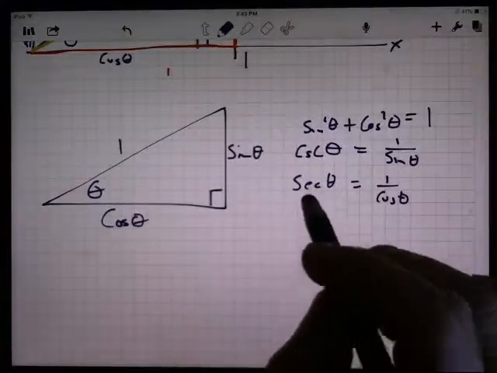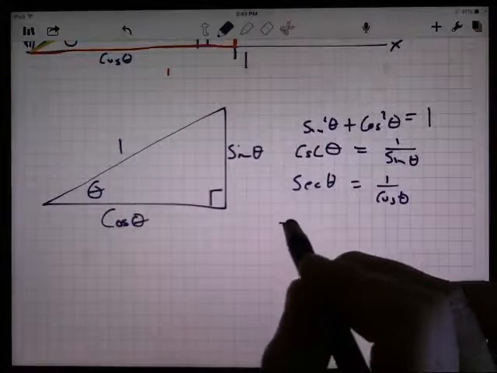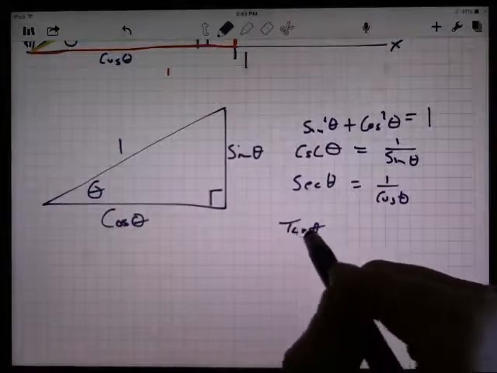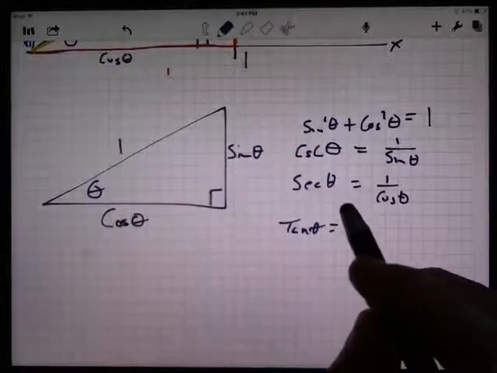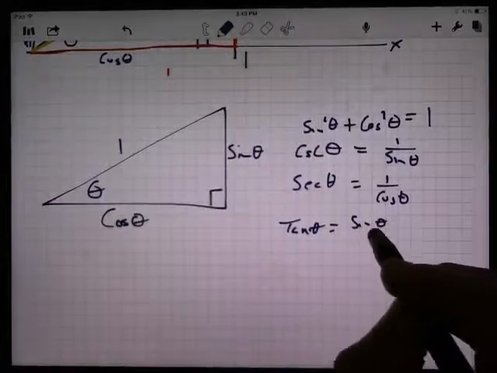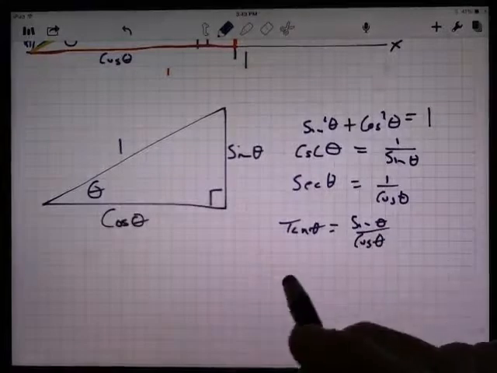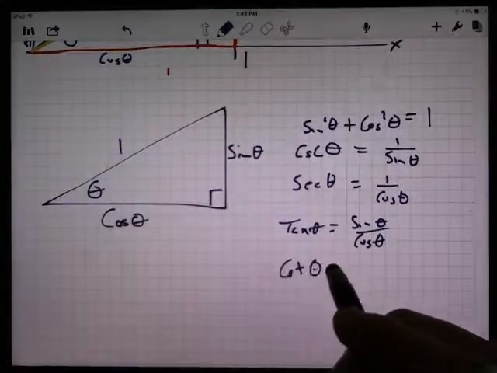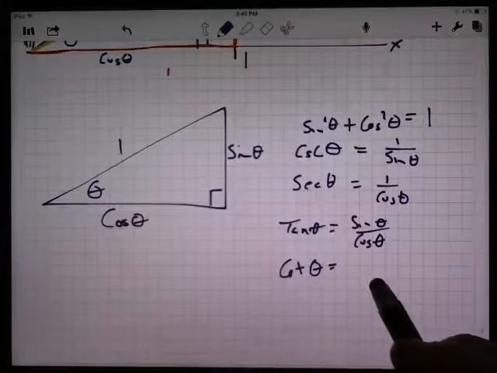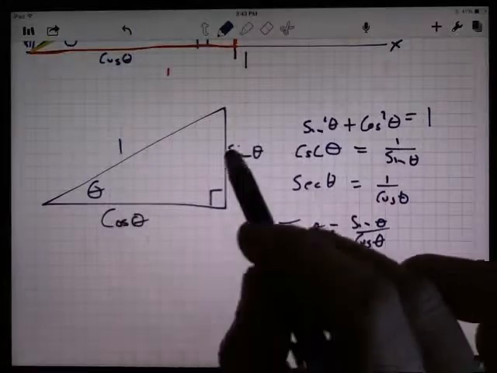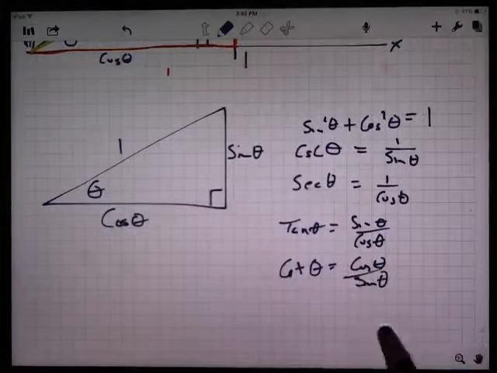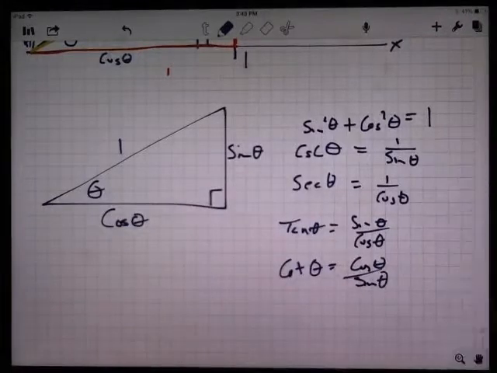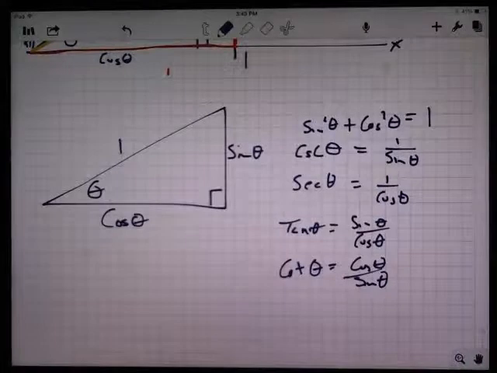I also see some quotient identities. I see that the tangent of theta is the opposite side divided by the adjacent side, so sine of theta divided by cosine of theta. And I see that the cotangent of theta is equal to adjacent divided by opposite, so cosine theta divided by sine theta. This picture lets me see a lot of those basic relationships between the trig functions.